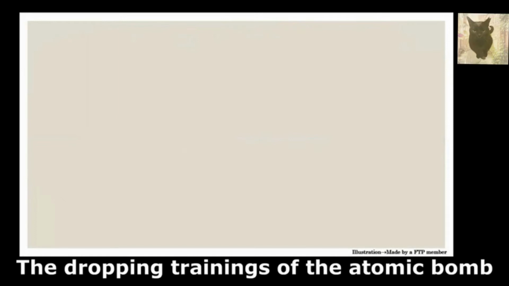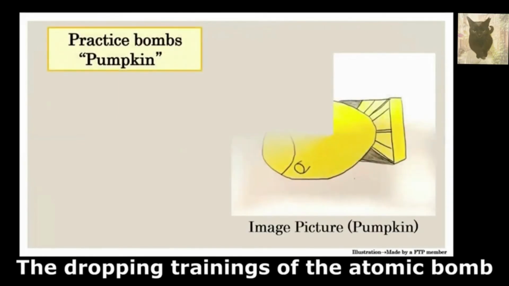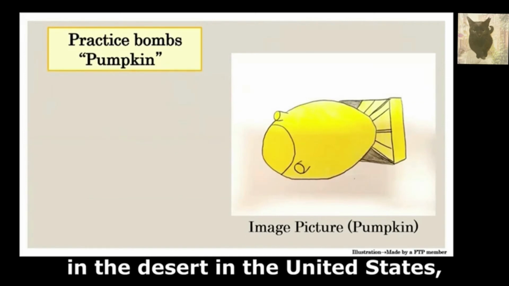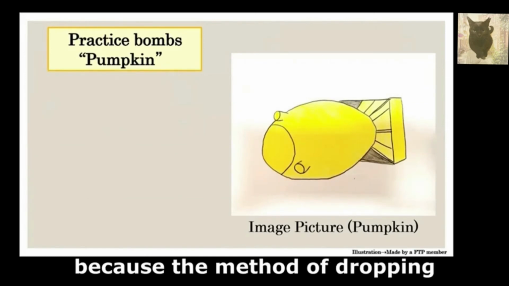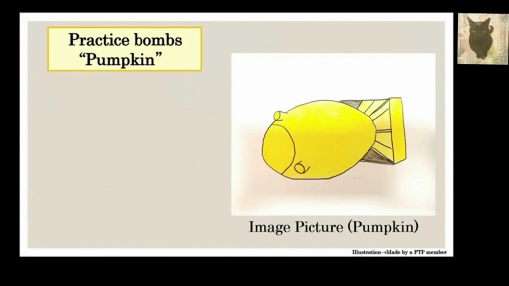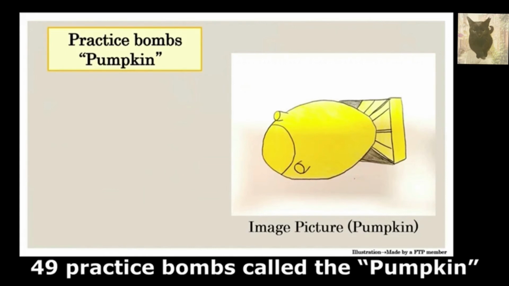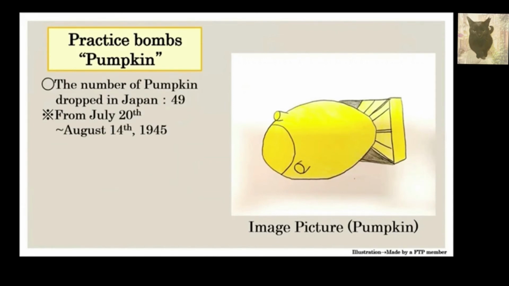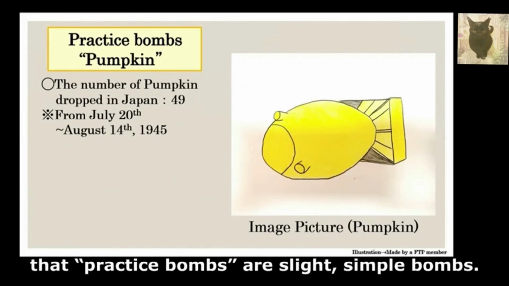The dropping trainings of the atomic bomb were conducted several times in the desert in the United States because the method of dropping was different from normal bombs. Moreover, 49 practice bombs, called the pumpkin, were dropped around Japan. You may have imagined that practice bombs are slight, simple bombs.